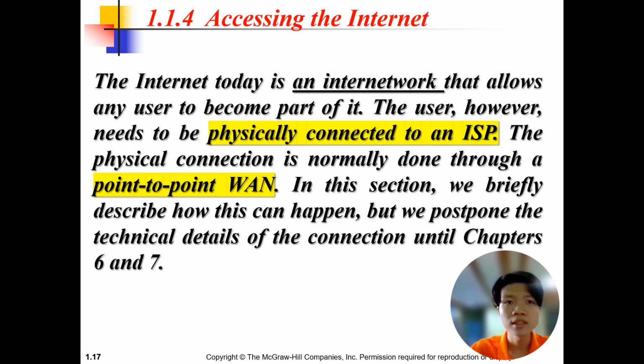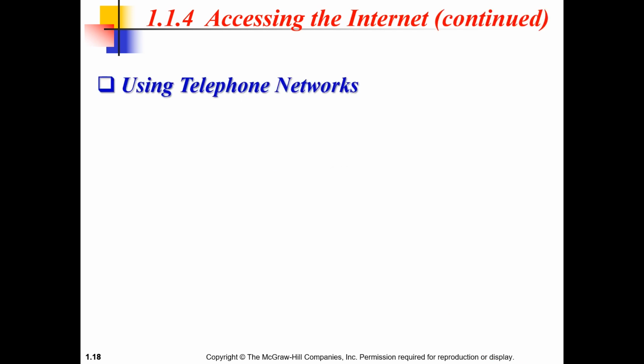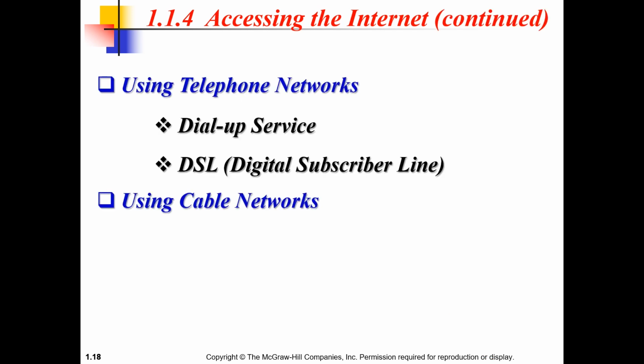The Internet today is an internetwork that allows any user to become part of it. The user, however, needs to be physically connected to an ISP. The physical connection is normally done through a point-to-point WAN. In this section, we briefly describe how this can happen.